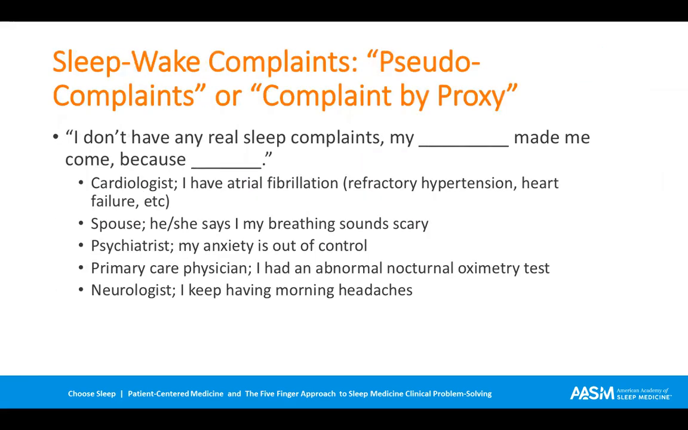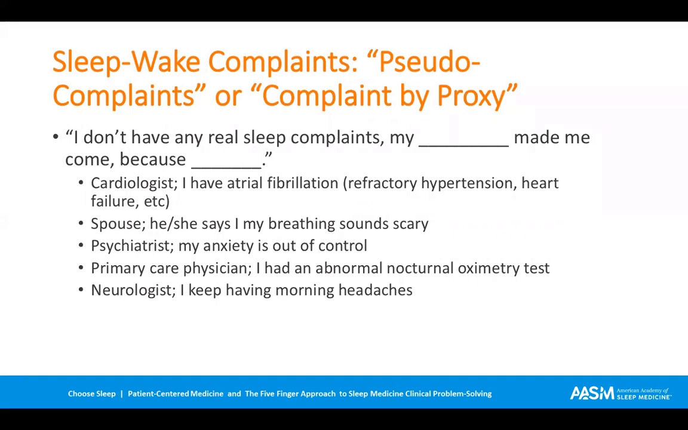Another development in our field is the concept of the chief complaint that's not really a complaint at all. Many patients who present to a sleep disorder center do so not because they have a specific complaint or concern about their own sleep-wake experience. It's at the behest of someone else.